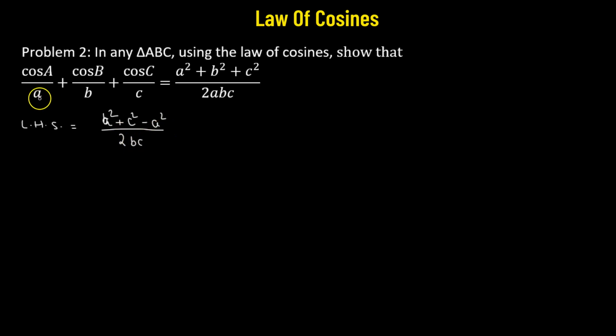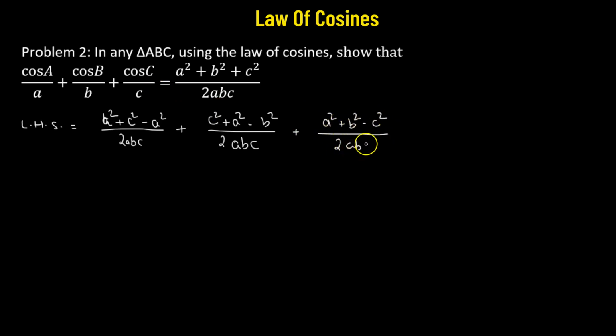Here we also have division by a, so we're going to get 2abc. Now coming to the second term, we have cosine of B over b. Cosine of B will be c squared plus a squared minus b squared divided by 2 times ac, and we also have division by b, so we get 2abc in the denominator. And finally for the third term, we have cosine of C, so that will be a squared plus b squared minus c squared whole divided by 2abc.